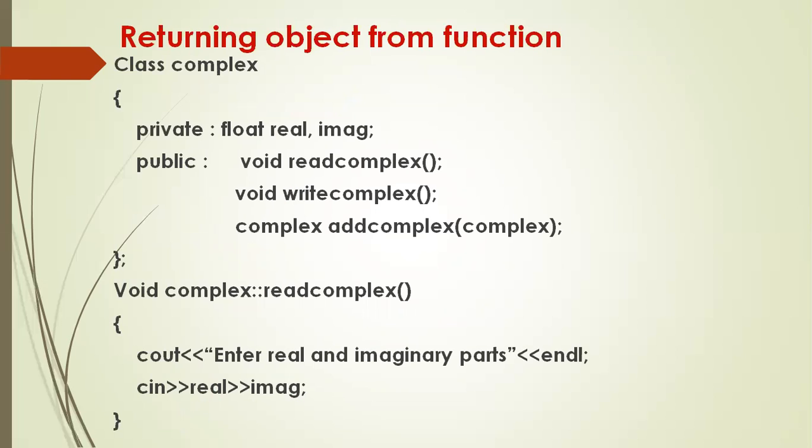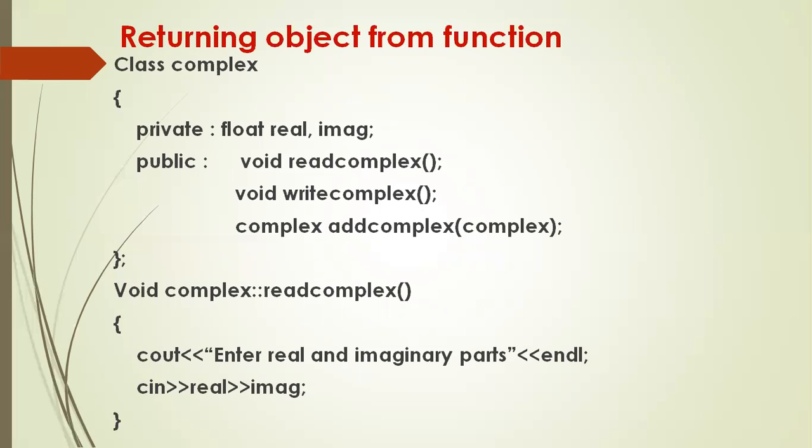Same two examples we can take. Class complex, private float real, image, read complex, write complex, no need to explain again. Next, in the previous example, the add complex function return type is void. But here the return type is complex, because when you add two complex numbers, the result will be one more complex number.